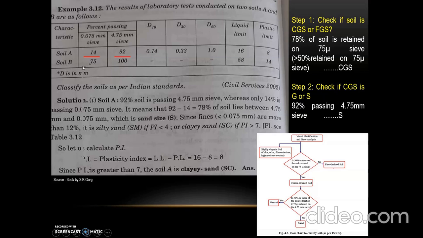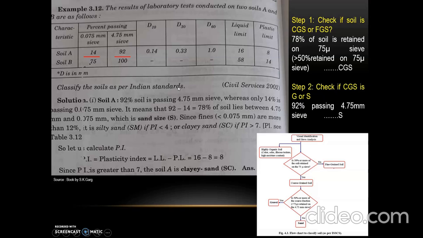Similarly, for soil B, the values are given, that is percent passing through 0.075 mm sieve is 75, percent passing through 4.75 mm sieve is 100. D10, D30 and D60 values are not given. Liquid limit is 58 and plastic limit is 14. And we have been asked to classify these two soils as per Indian standards.